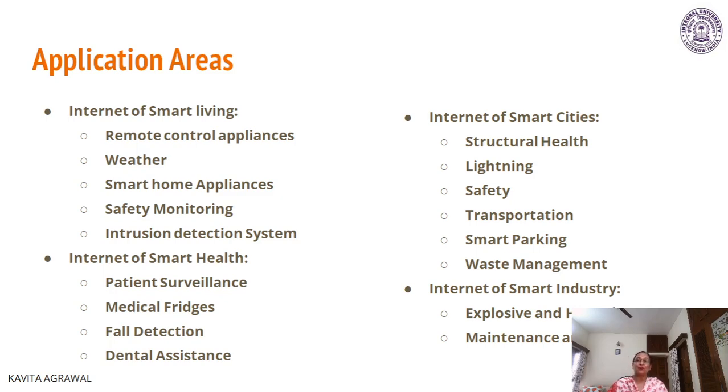Then we have fall detection, maybe for the elderly, where we want to keep an eye on how that particular person is doing. Maybe there is some elderly person who is living alone. Then these systems will help us provide them timely help. If they are not well, maybe they have fallen down, or maybe they are in need of some medical help, it can be provided to them.